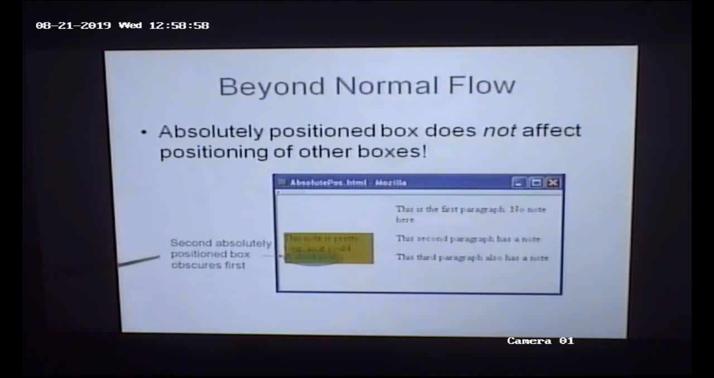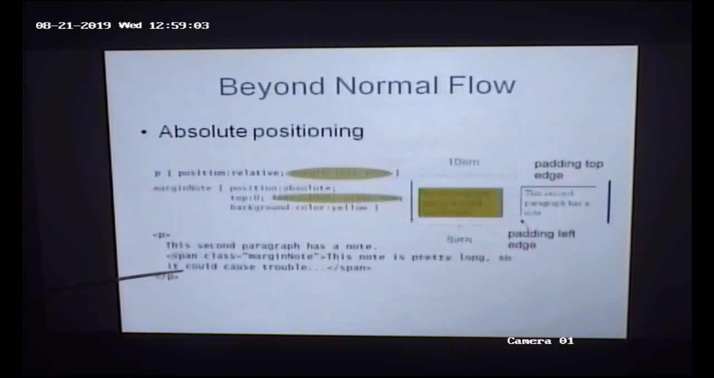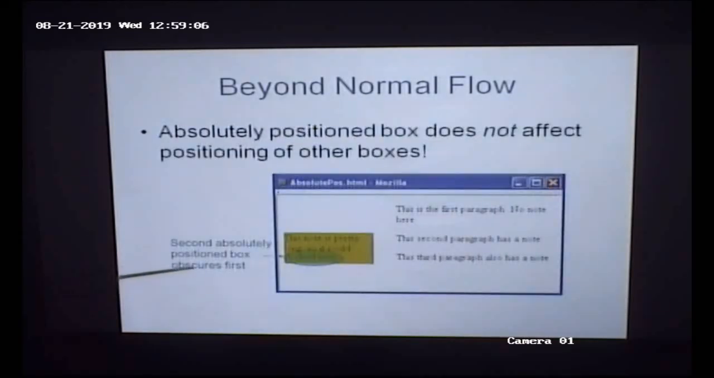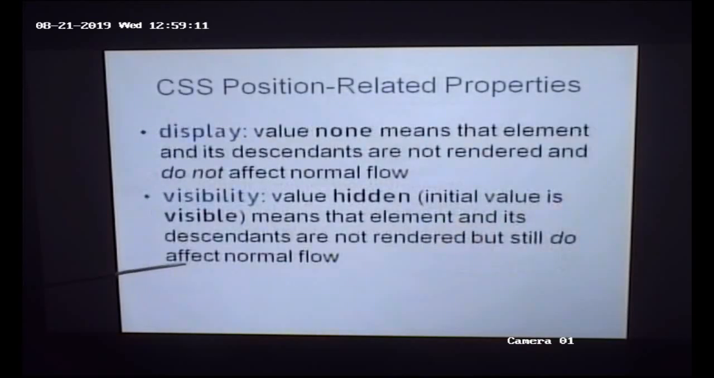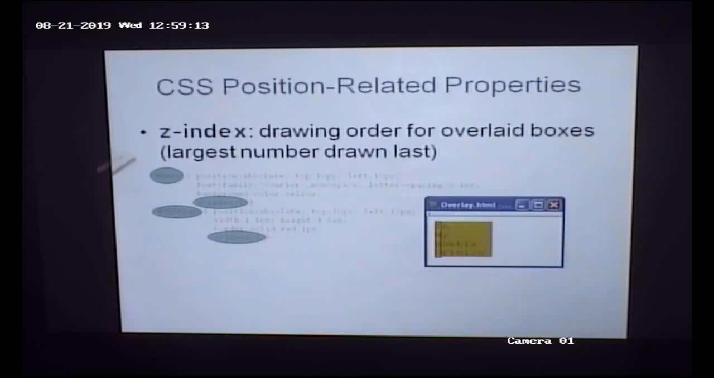So the second absolute position box obscures the first. What obscures means is, as I said previously, the inline element obscures the first paragraph element. Similarly, you can change the text. See here, text appeared in the boxes. We have z-index as one more property, if you want to draw an order for overlaid boxes in your page.